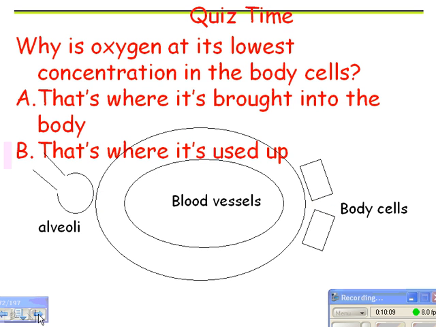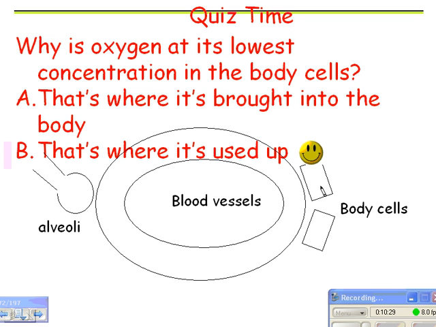He's good, isn't he? Because there's so many cells. Well, why is oxygen at its lowest concentration there? Because it's being transported in the vessels and there are multiple cells to have the oxygen. There's only A or B. Ready? That's where it's brought into the body, or that's where it's used up. Because it's used up in the cells. Good.